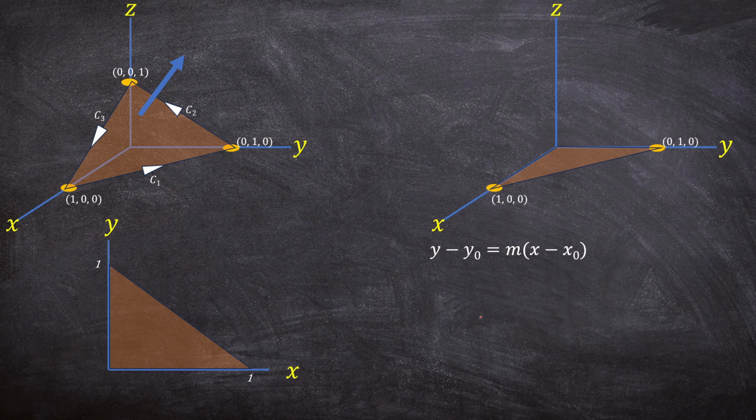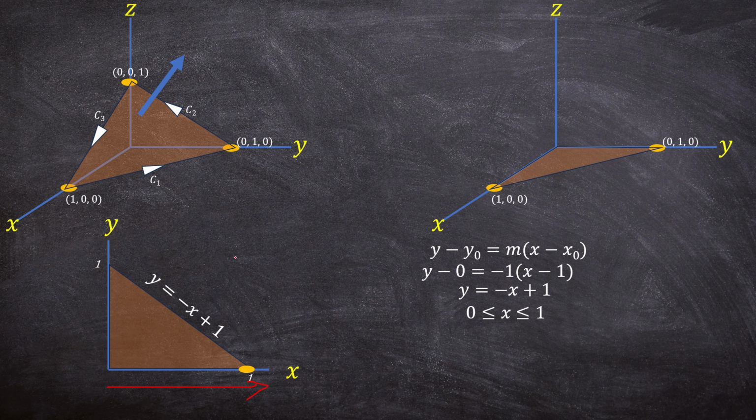Now it's a matter of substituting. By choosing this point, at this point you should know that the coordinate of y is 0. So I'm going to say y minus 0 equals -1 times x minus 1. And if I simplify, I'm going to have y equals -x plus 1. And I'm going to write the equation of this line. So now it's a matter of limits. x ranges from 0 to 1, so let's write the limits for x.